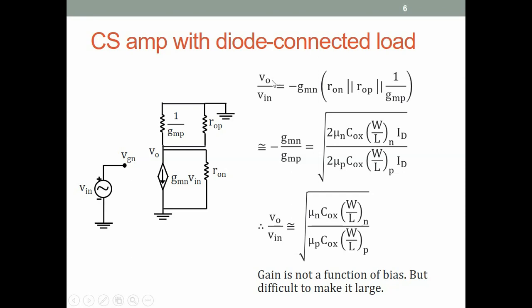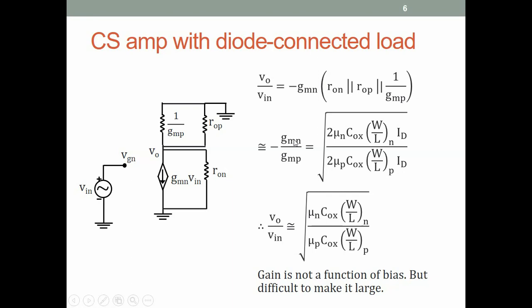And so one writes the voltage gain of such a circuit simply as minus GMN over GMP, the Gm of the NMOS divided by the Gm of the PMOS, if the input is applied at the NMOS. The same expression will be valid if the input was applied at the PMOS with the diode connected NMOS, only then that will be GMP by GMN.